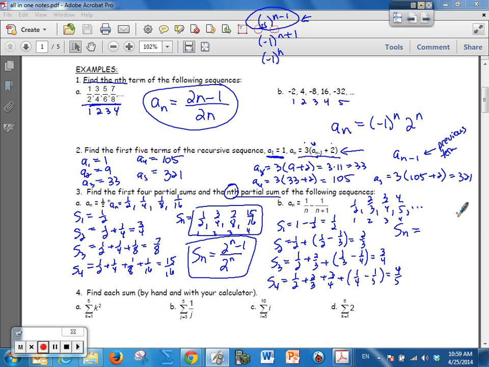So again, let's start with the denominator. When I put a 1 in, I need to get a 2. When I put a 2 in, I need to get a 3. When I put a 3 in, I need to get a 4. What should that denominator be? N plus 1.